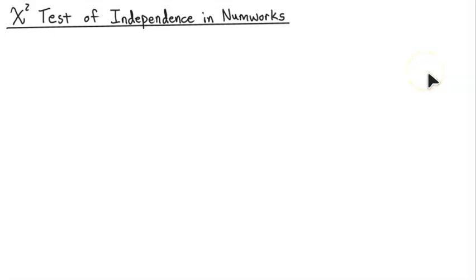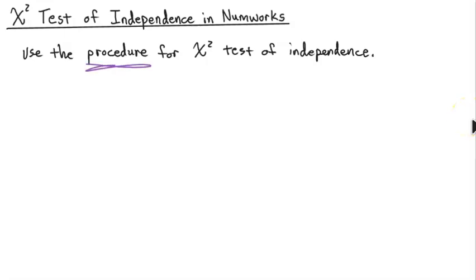All right, in this video, we are going to conduct a chi-squared test of independence, and we're going to use the Numworks calculator. It's going to do most of our work for us. Now, we are going to use the procedure that we framed out in a previous video, which is basically 6 steps on how to do a chi-square test of independence.